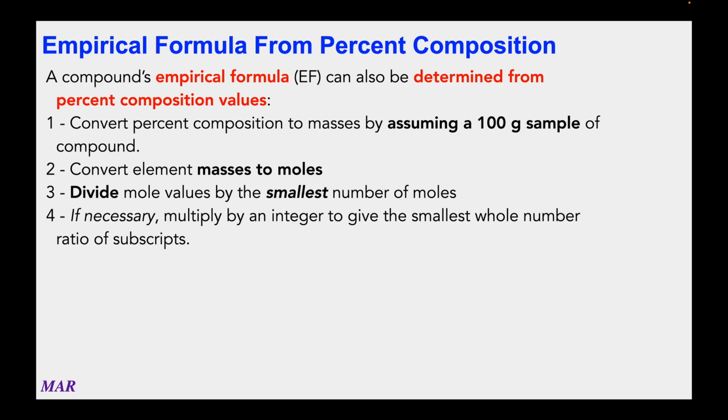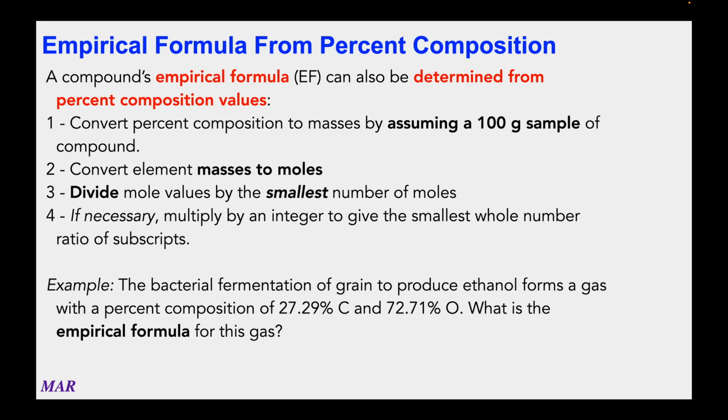But once you have the grams of the elements, you can turn grams to moles, divide the mole values by the smaller moles, and if necessary, multiply them all through by an integer to get whole number subscripts. So in this example, we've got some kind of compound that is 27.29% carbon and 72.71% oxygen. We can use this information to calculate the empirical formula of this gas.